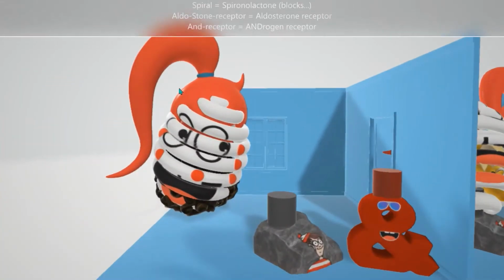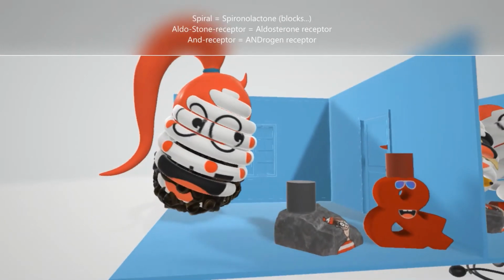Well, first we note spironolactone is represented by this girl over here who's a spiral. Spiral for spironolactone. When I think of lactone, I sort of think of milk, and that's why I made her white. So that will help us remember that we're talking about spironolactone here. What's the mechanism of action of spironolactone?